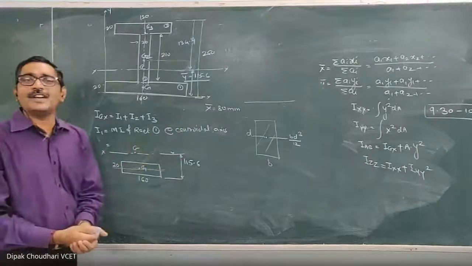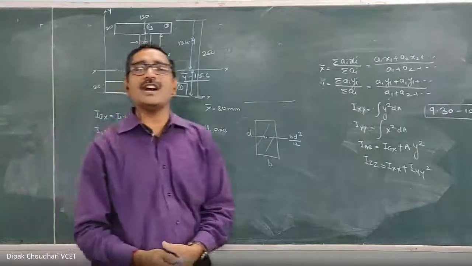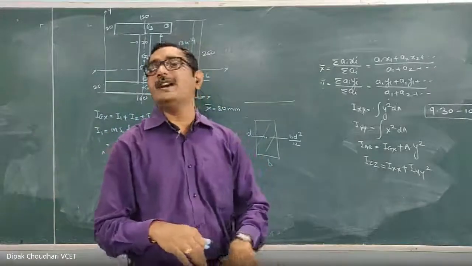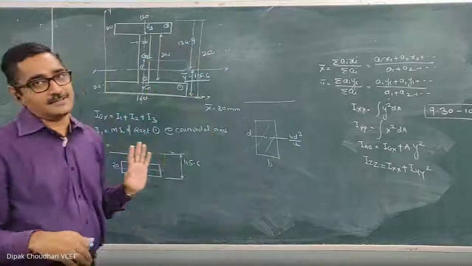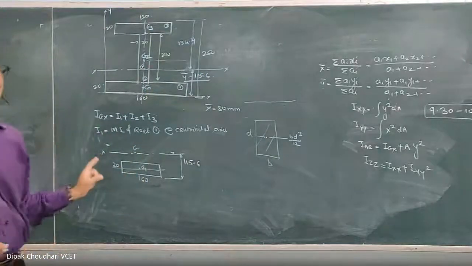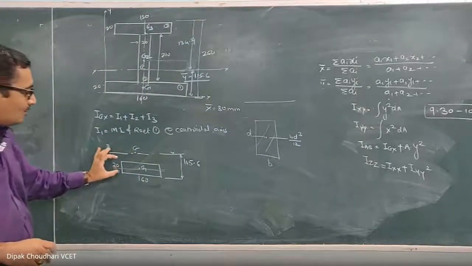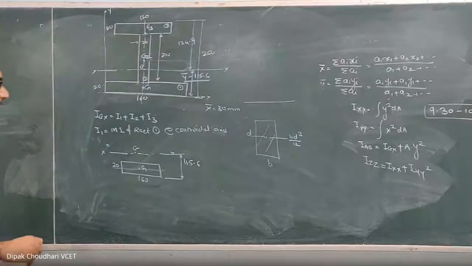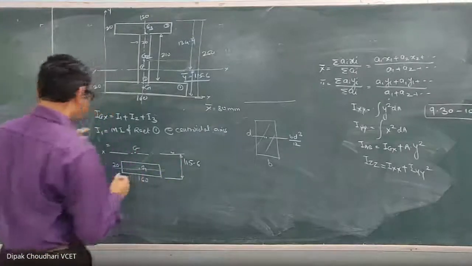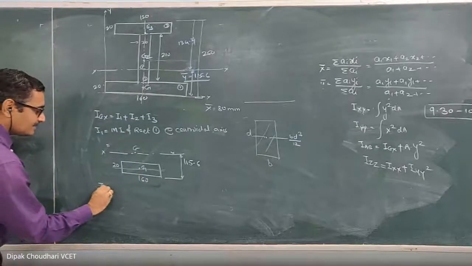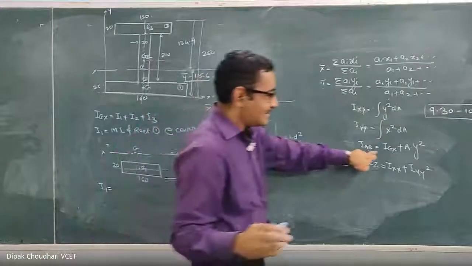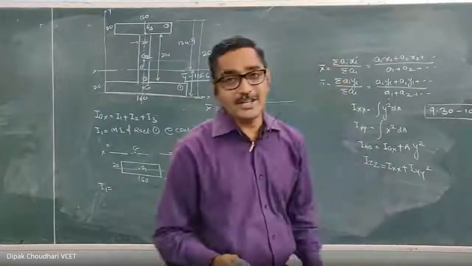Yesterday I told you that whenever you want to find the moment of inertia about any axis other than the centroidal axis of that particular lamina, you have to use the parallel axis theorem. So here also you have to use the parallel axis theorem to find the moment of inertia of this rectangle 1 about this centroidal axis. I am writing it as I1. What is the parallel axis theorem? This is the parallel axis theorem. You have to keep it in your mind.